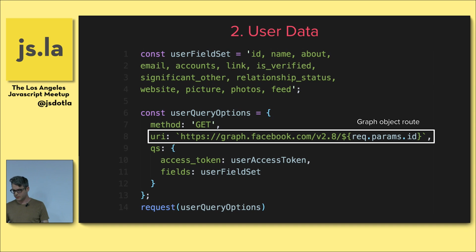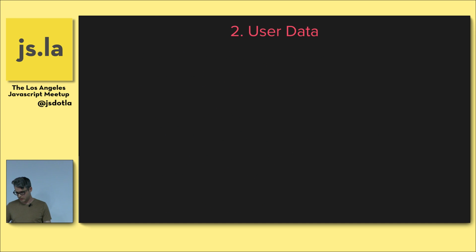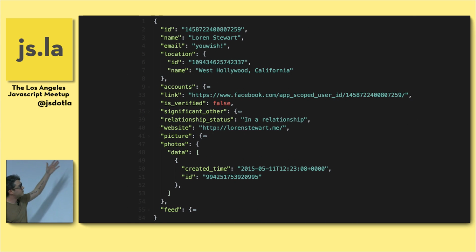But what the response looks like when you ping the user data route, the graph object route, here it is. Everything that we asked for, including accounts, which is pages that I manage. And then let's say in my app, I want to give a snapshot of the user's most recent activity, because they're going to go to my app, they're going to see all their social media profiles, and get a glimpse as to what the world will see if they go to that social media platform and look up that person. So in this case, I also want photos. Let's say I want to display the last 5 photos.